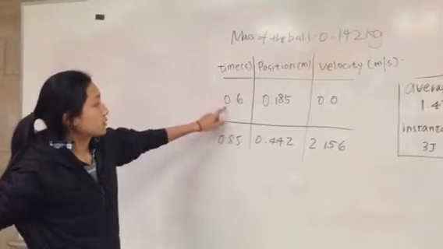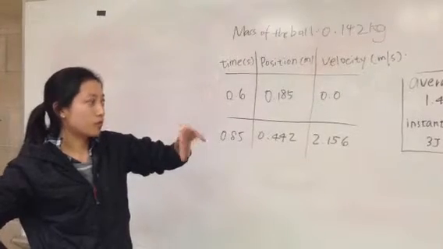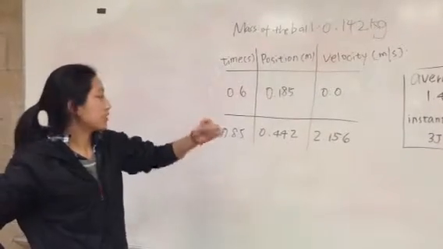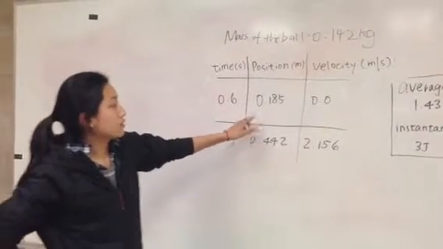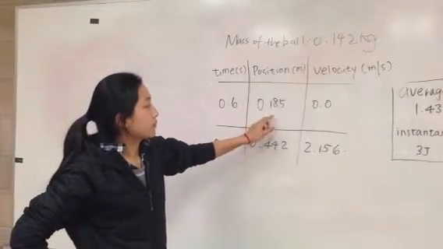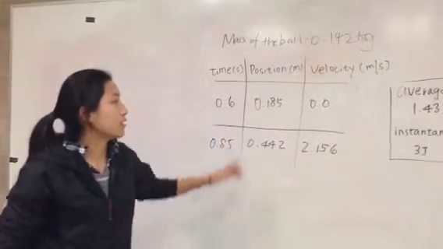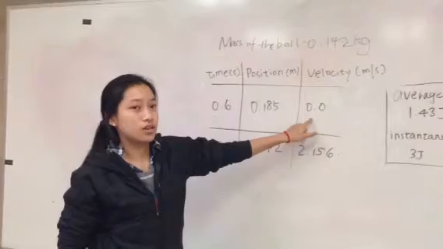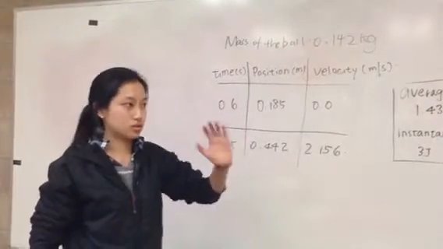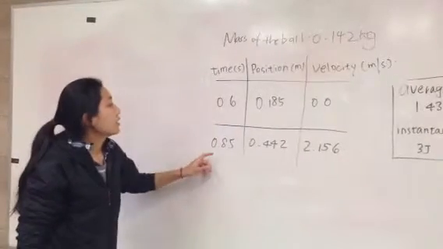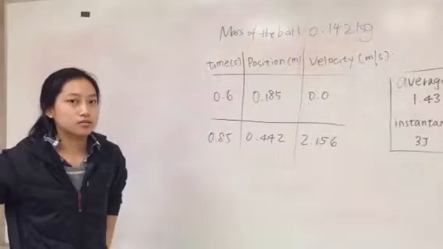And 0.6 is the time we dropped the ball, so that's our initial time. Then at the initial time, the ball's position from the motion detector is 0.185, and its velocity is 0, because we're still holding the ball and then dropping it, so it's supposed to be 0. That's right. And 0.85 is the time it hits the ground.